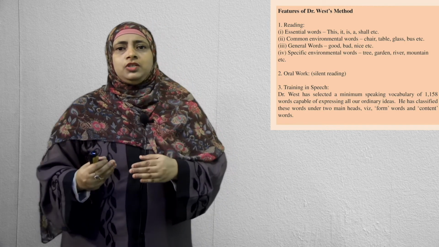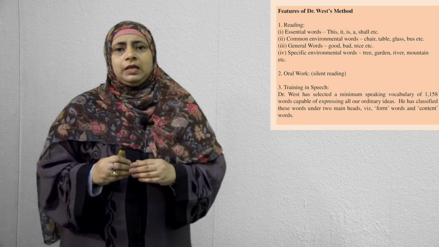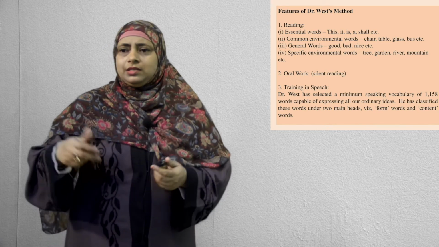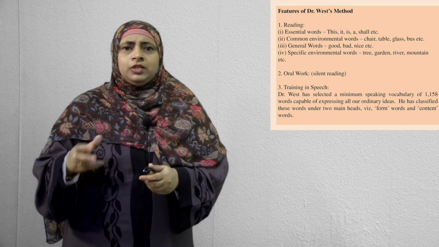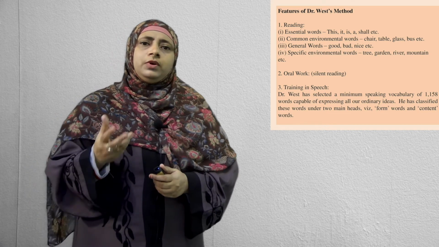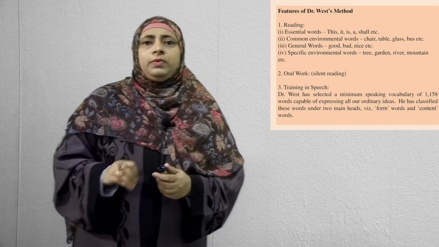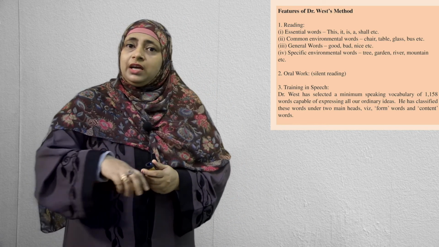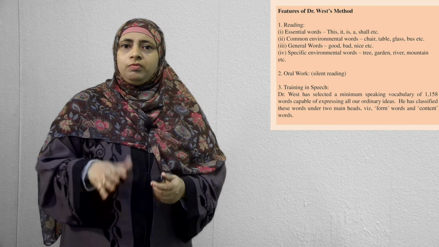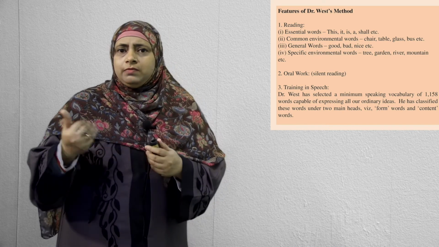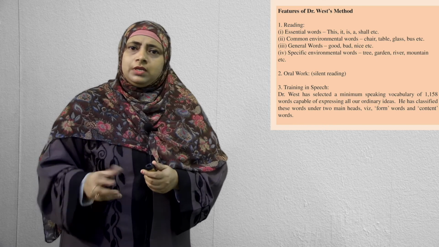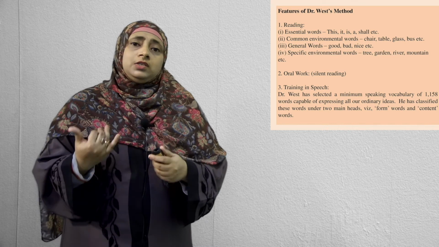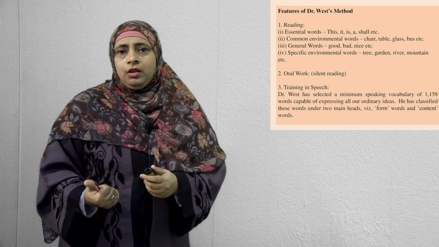For example, the essential words are those which are used daily by the students, the vocabulary words the child uses in daily life: this, that, it, here and there, she, he and all this. So these are the essential words which the child learns, and that has to be given importance. The second is the common environmental words, which are easily used by the child in the classroom: chair, table, glass, bus. He comes by bus, he goes home by bus, he uses the glass, box, table, chair in the classroom. So the teacher has to teach these common environmental words to them.